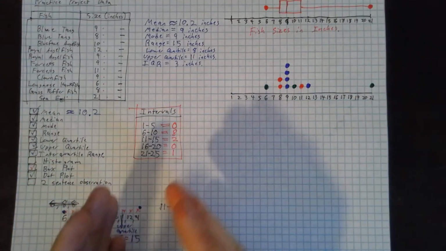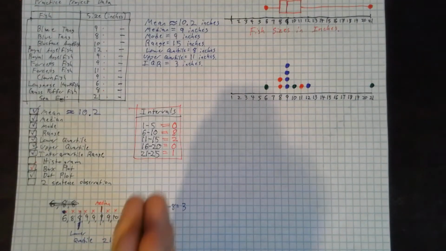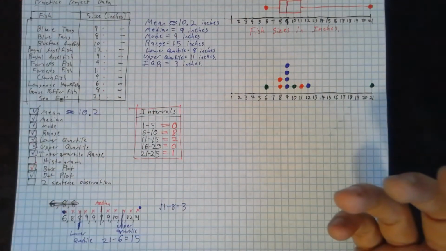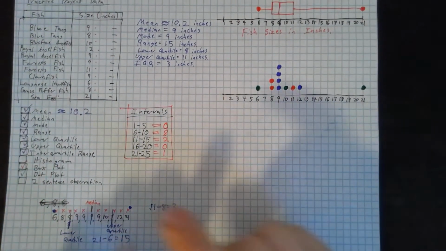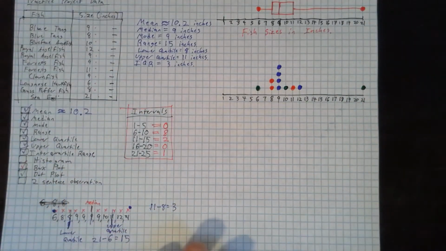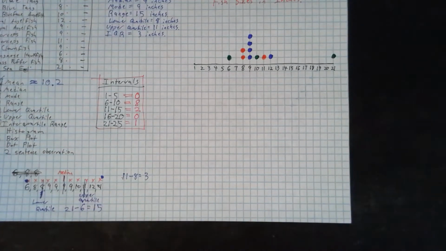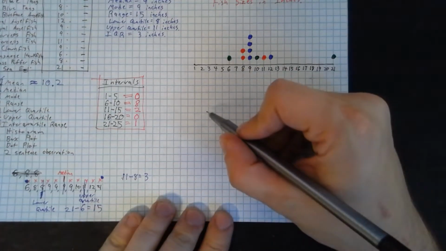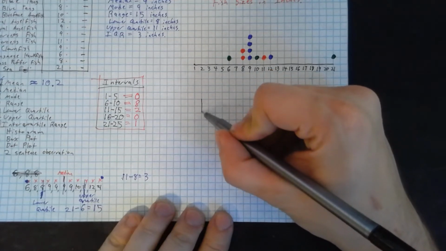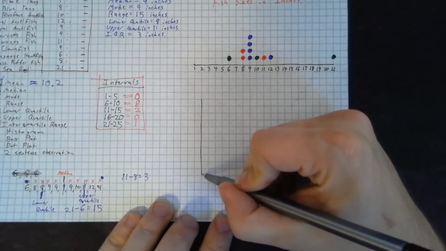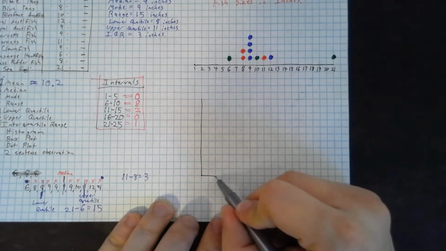Now remember, a histogram is going to look very, very similar to a bar graph, except the bars are going to be touching each other. So for starters, we need plenty of space. Right down here is fine. And we're going to create an L shape for our bar graph. So I'm just going to draw a line going down, and then draw a line going off to the side.